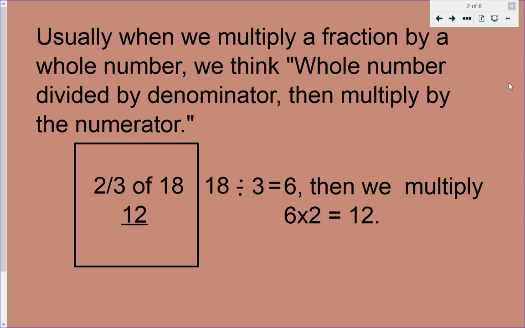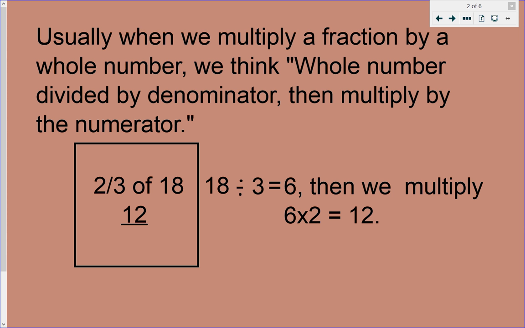Usually when we multiply a fraction by a whole number, we think the whole number divided by the denominator, and then we multiply by the numerator. So if we look at what we have on the board right here, we have 2/3 of 18. We take the 18, divide it by 3 because that's our denominator, and we get 6, and then we multiply that 6 times the 2, which is our numerator, and that equals 12.